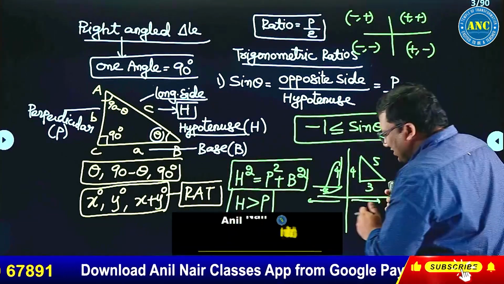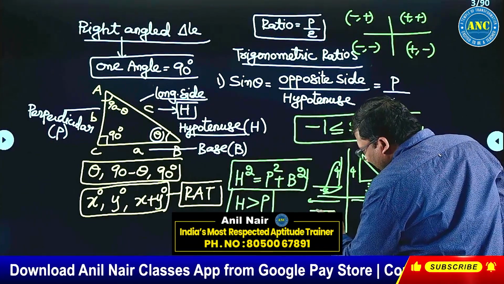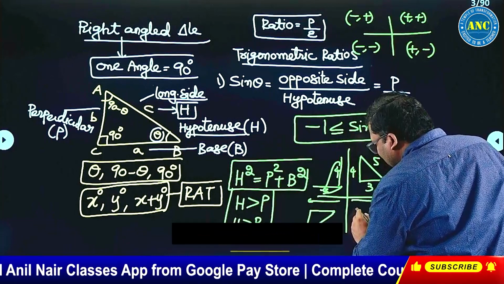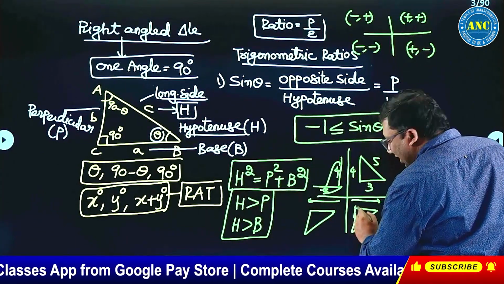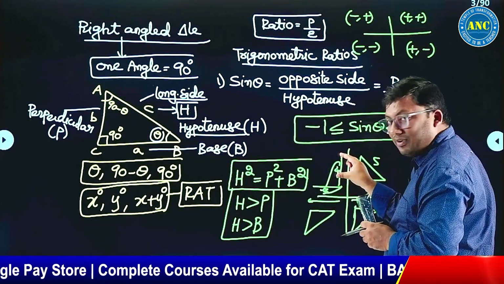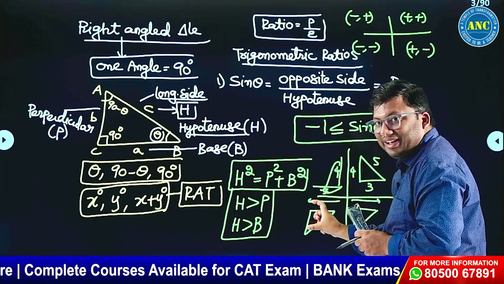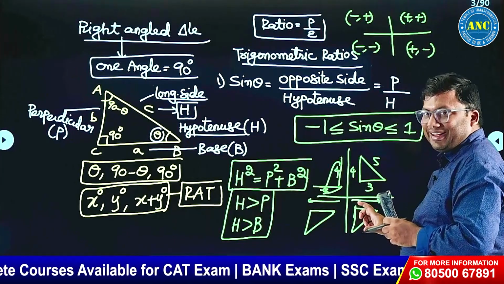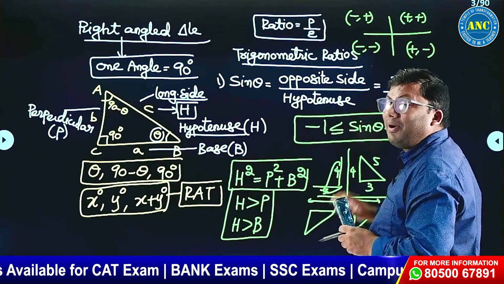Understood? Similarly, the figure can be like this. X positive, y positive. X negative, y positive. X negative, y negative. X positive, y negative. These values can be positive or negative.